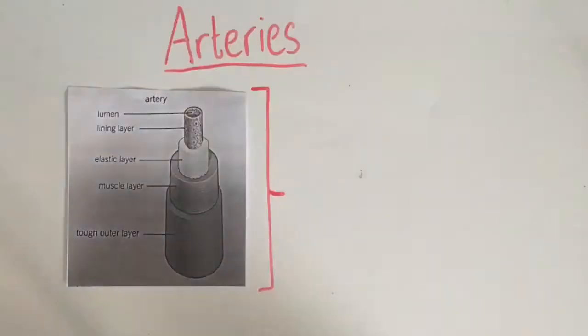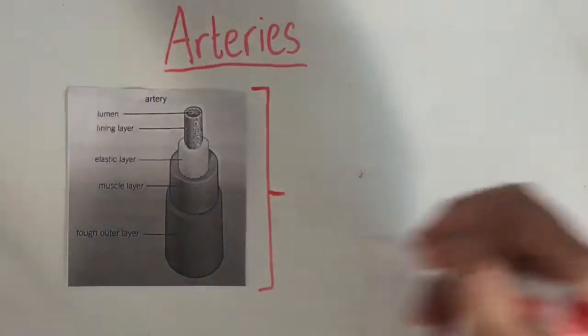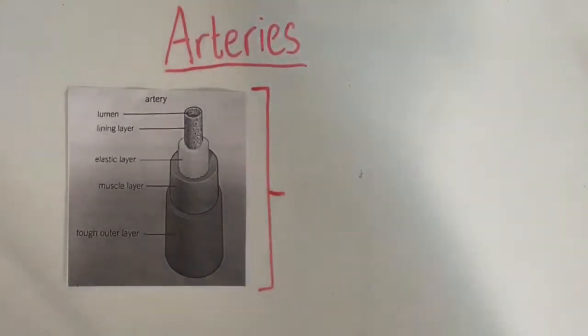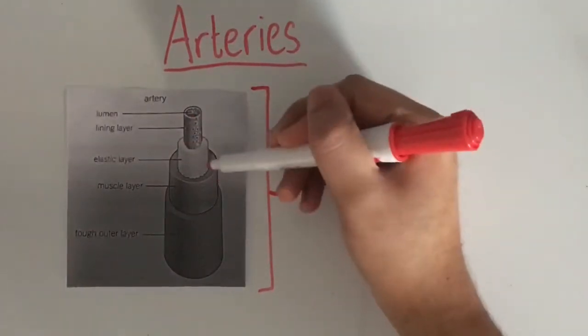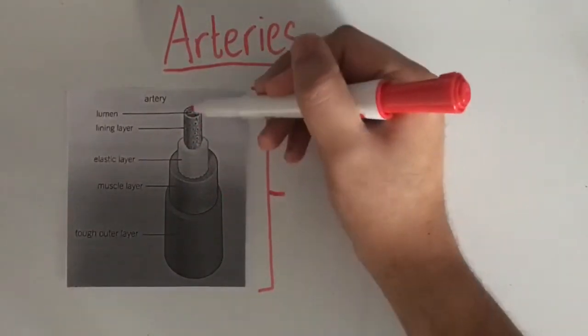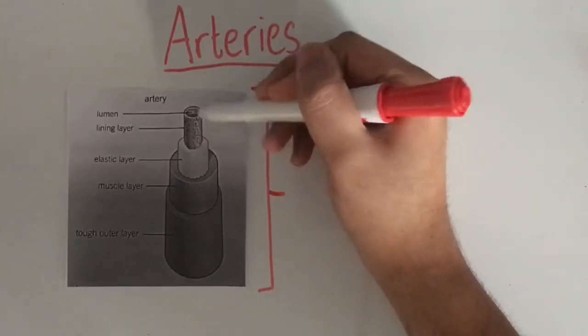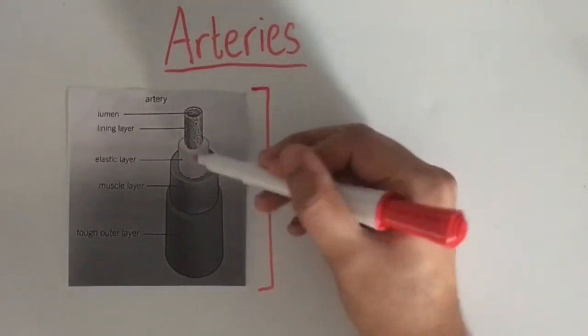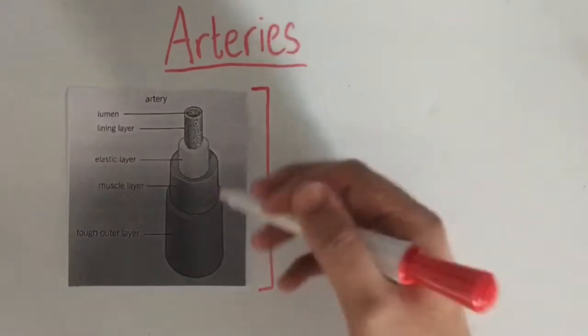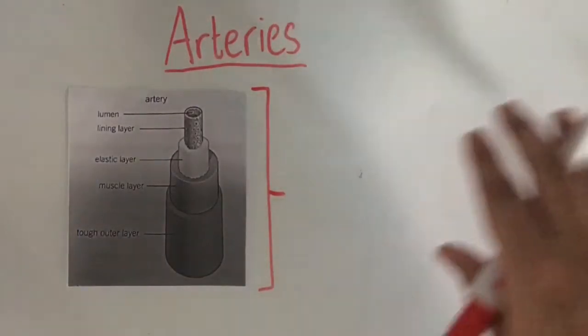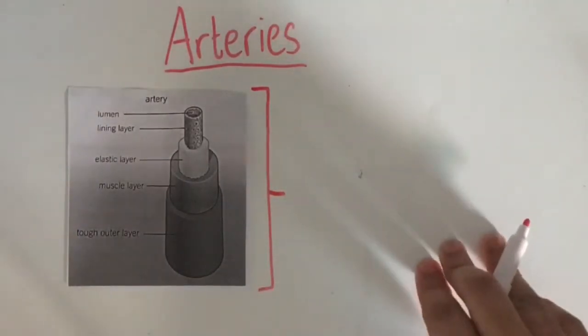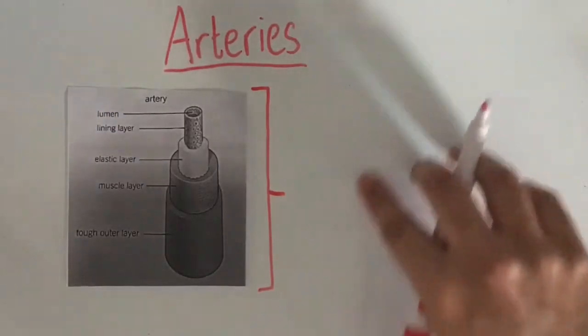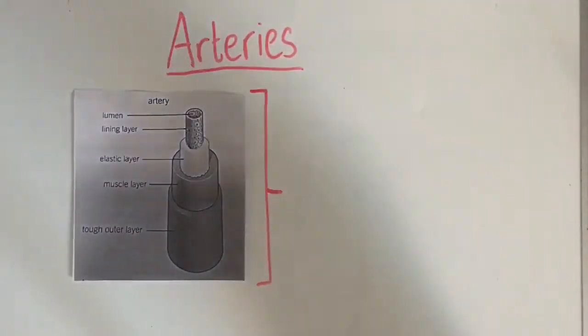So the main differences between the blood vessels come about because of the varying proportions of each of these layers. So obviously we've got the lumen, which is the inner cavity, the lining layer, the elastic layer, the muscle layer, the tough outer layer. So these can vary in the arteries, the veins, and of course the capillaries to then allow them to carry out their function. How is the structure of the artery related to its function?